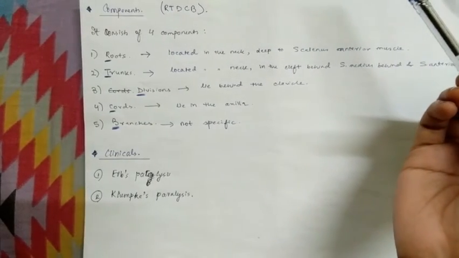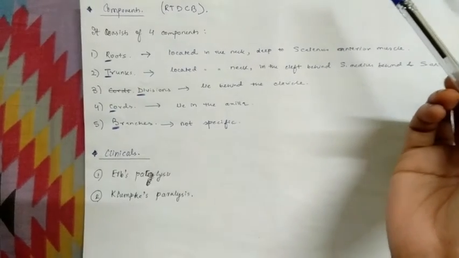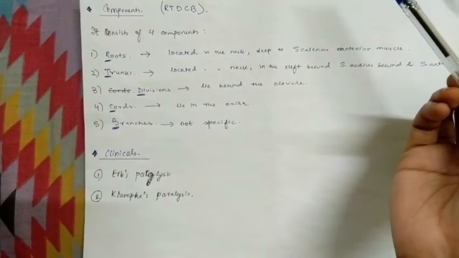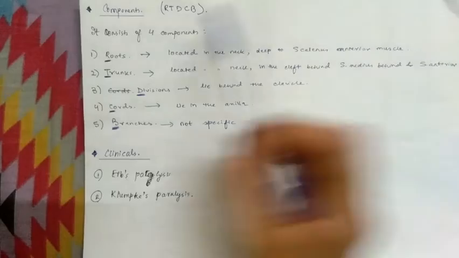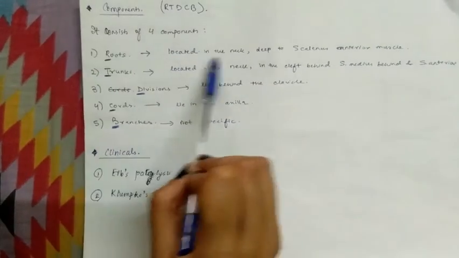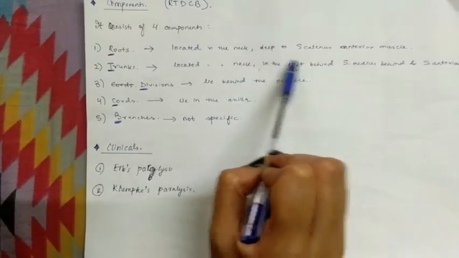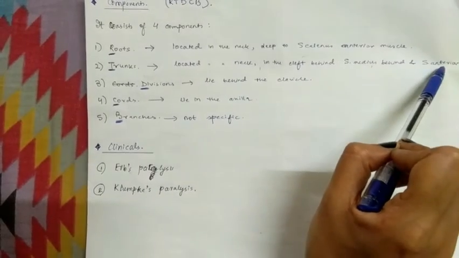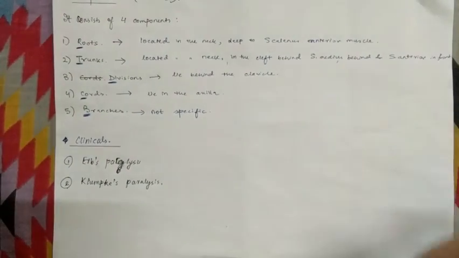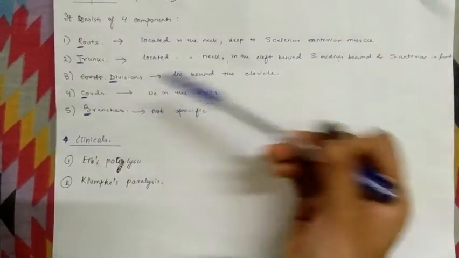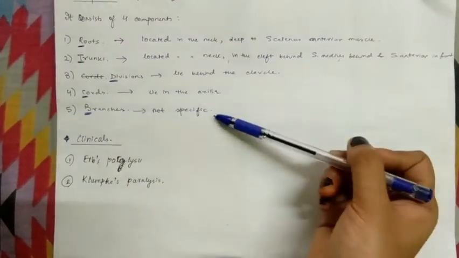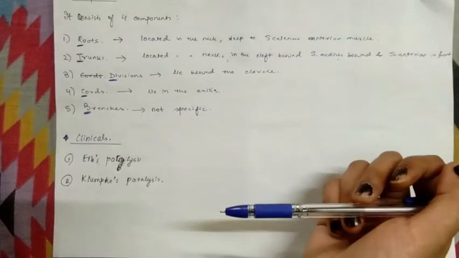Rather, these 5 are the components of any plexus found in the body, be it the lumbar plexus or the sacral plexus. You will see these 5 components. Now, this is just based on learning: roots are found in the neck, deep to the scalenus anterior muscle. Trunks are located in the neck again, but in the cleft between the scalenus medius and scalenus anterior muscles. Divisions lie behind the clavicle, cords lie in the axilla, and branches are not specific. Branches you will see in the brachium part of your body.